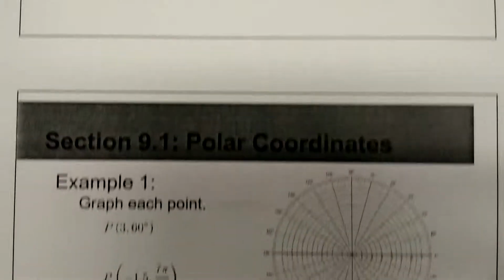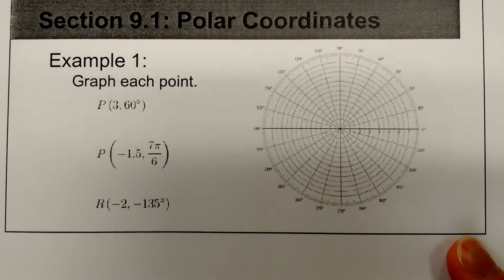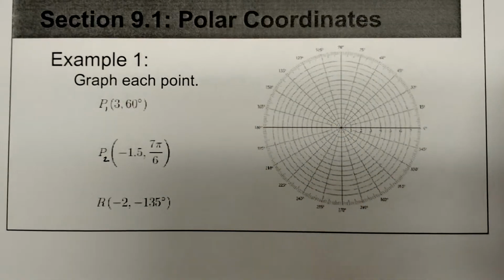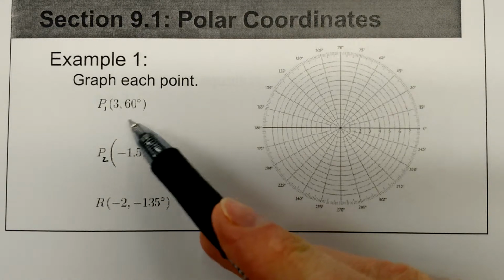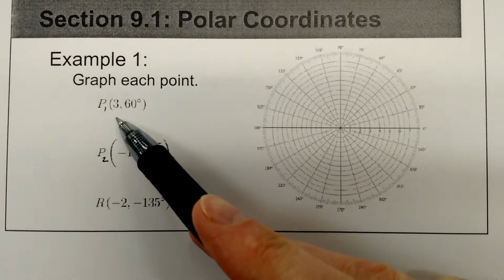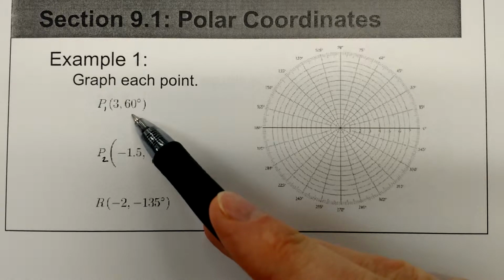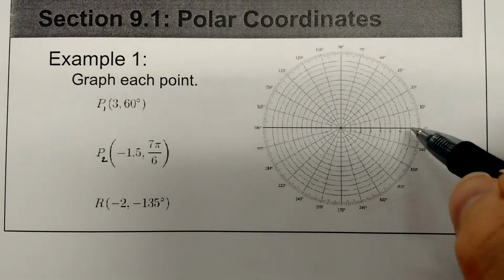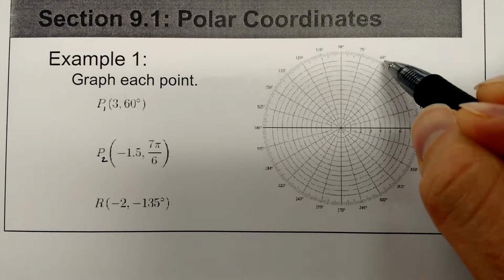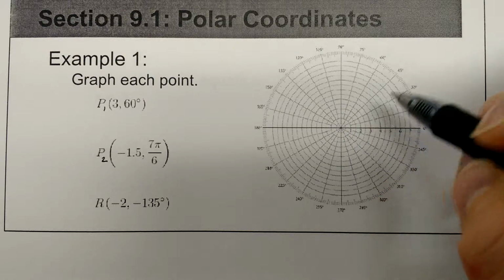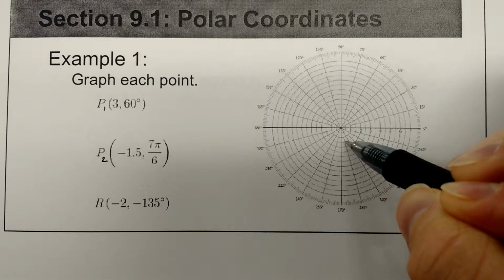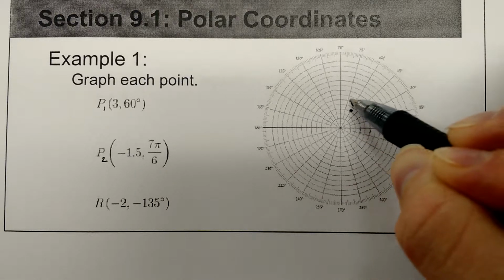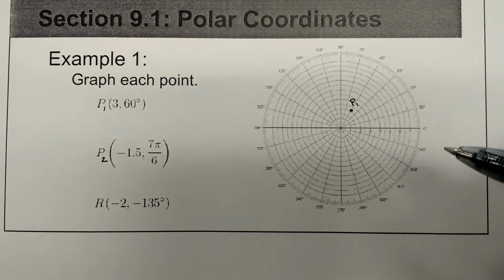So a couple examples here. Graph each point. The first point, we'll call P1 and P2 since I have 2 P's. So P1 sits at 3 comma 60 degrees. So 3 is the radius, it's how far out from the center you go. And the 60 degrees is the angle, the ray, that the point sits on. So normally you use the ray first. So you'll find 60 degrees, which is this ray right here. And then from the origin, go out 1, 2, 3 rings, and put your point. So there's P1 right there.